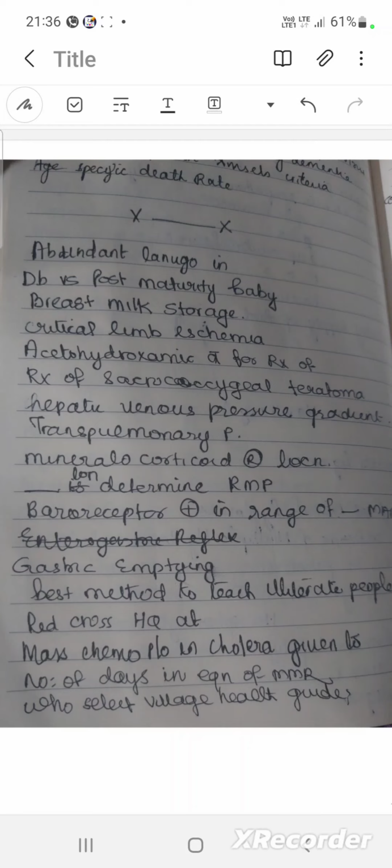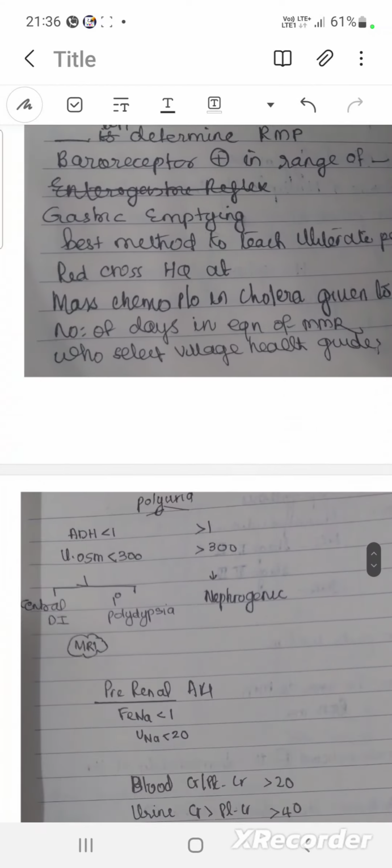Then next is the Red Cross headquarters at Geneva. Mass chemoprophylaxis: in case of a cholera outbreak, you can give only to 2 household contacts, it's enough. Number of days in the equation of maternal mortality rate: one is maternal deaths, or it can be after termination of pregnancy, within 42 days. Who selects the village health guide? It is the MO, medical officer.